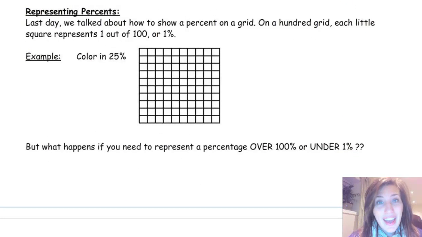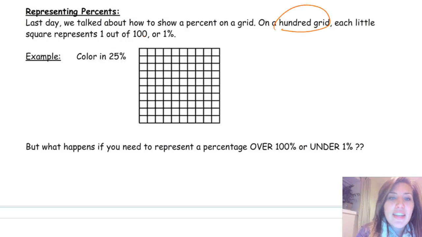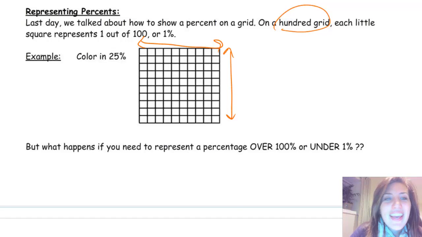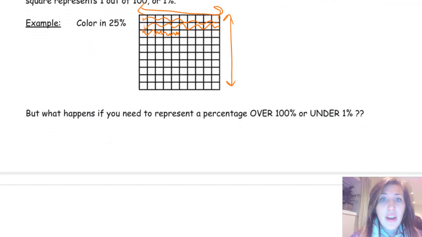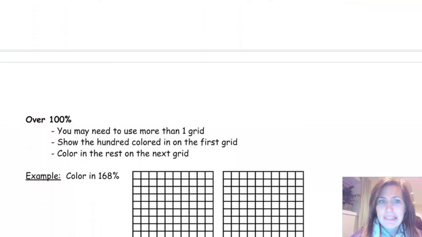Representing percents, we can show a percentage on a grid. For example, on a 100 grid, that is 10 squares by 10 squares, 10 times 10 is 100. Each little square represents 1 out of 100 squares, so that would be 1%. In this case, we can color in 25%. So we have 10, 20 in these squares, and then 1, 2, 3, 4, 5, and 1, 2, 3, 4, 5. That's 25.